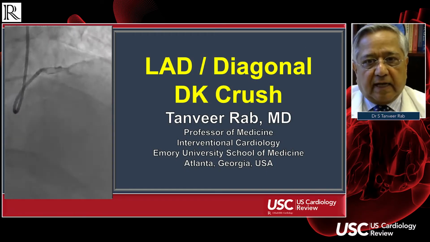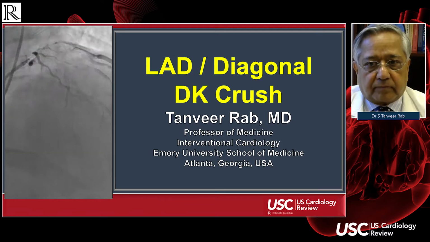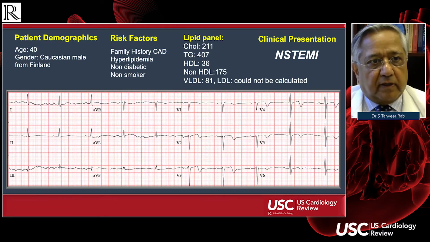So I'm going to present two cases, very complicated cases, and they could have been tackled in many different ways. So I'm going to start with the first case of an LAD diagonal DK crush procedure. This was a 40-year-old male from Finland who happened to be traveling through Atlanta for his job. He presented to the emergency room with chest pain and the following electrocardiogram, which showed Wellens wave in the anterior leads, possibly a small Q in V1. And he had a positive troponin, I believe it was up in the 20-30 range.